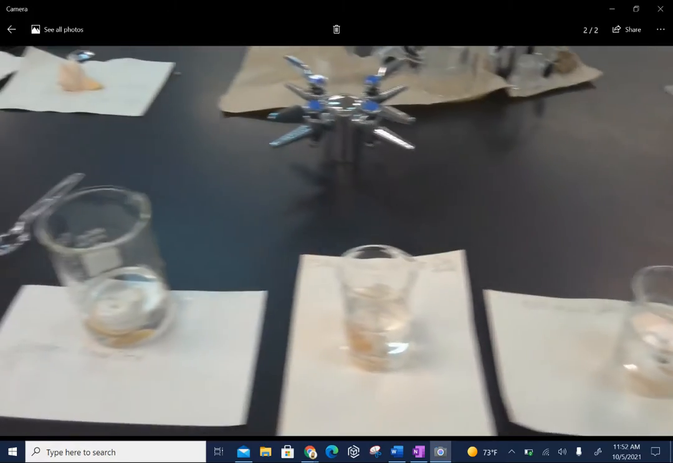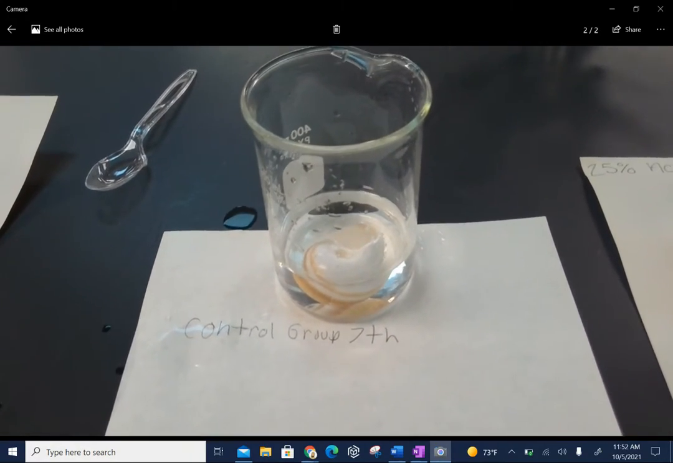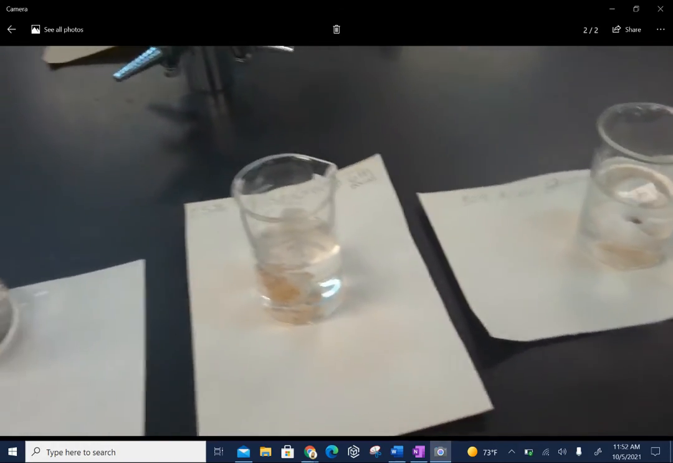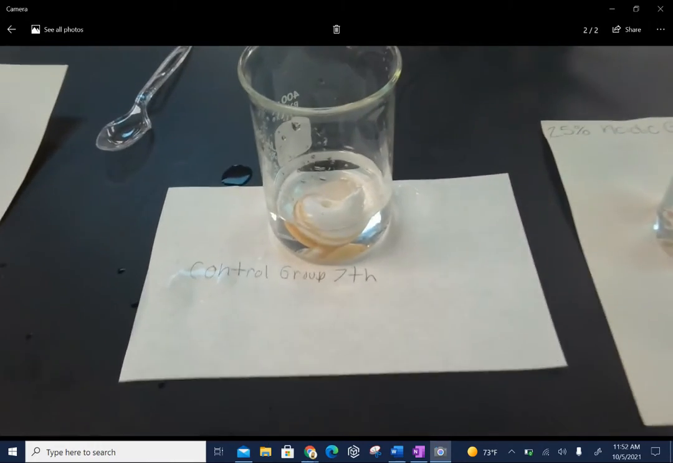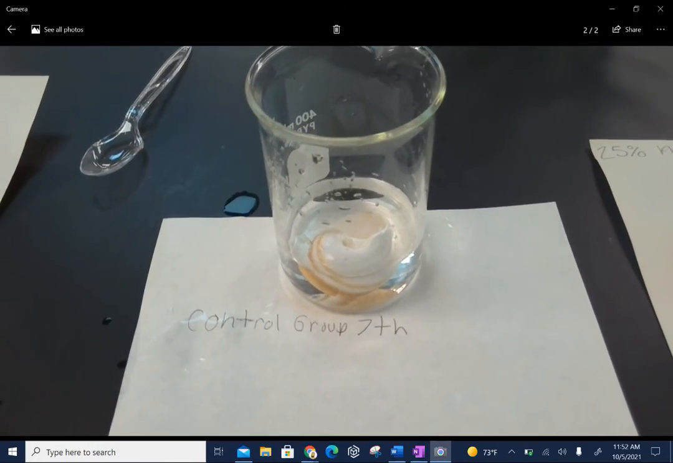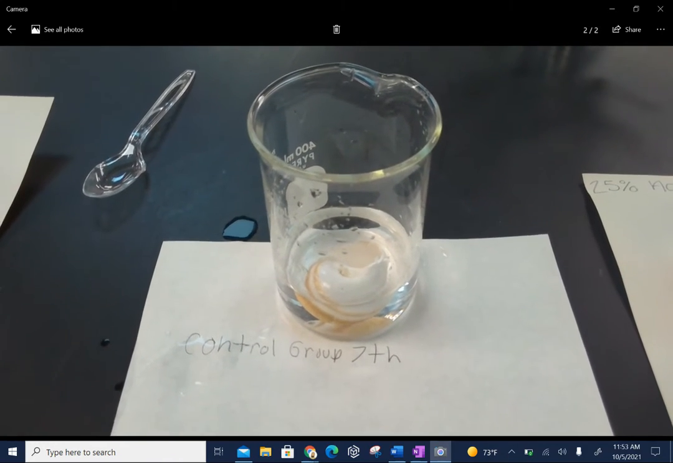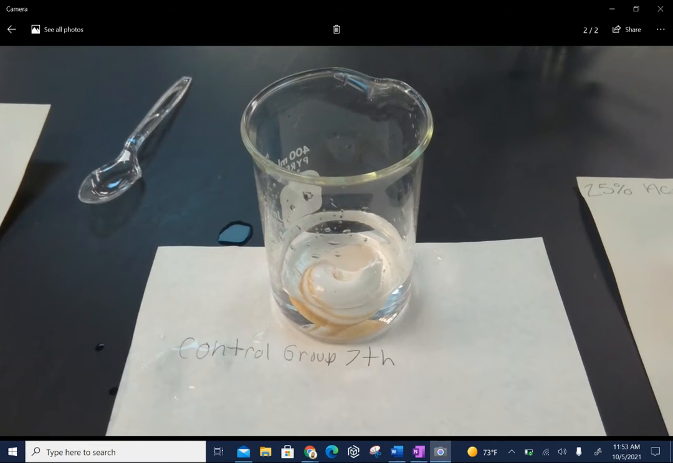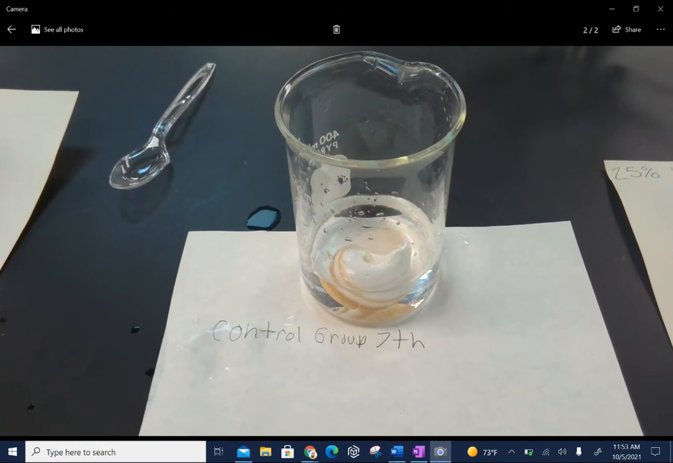Okay, so for this lab, we had groups measure the mass of their seashells. And then we are simulating different ocean conditions. So this one is labeled control group because this seashell is just placed in 100 milliliters of salt water to simulate just a regular ocean environment.